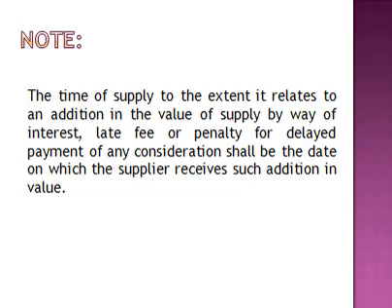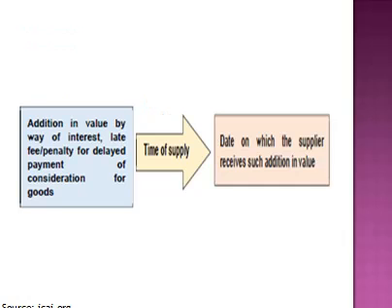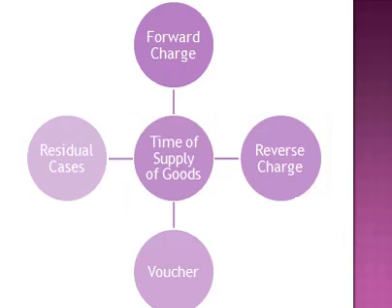So, the date on which the supplier receives such additional amount of interest or penalty will be considered as the time of supply for that interest portion. That is, for addition in value by way of interest, late fee or penalty for delayed payment of consideration of goods, the time of supply shall be the date on which the supplier receives such addition in value. So, by this we have discussed all the 4 important clauses for goods under section 12.